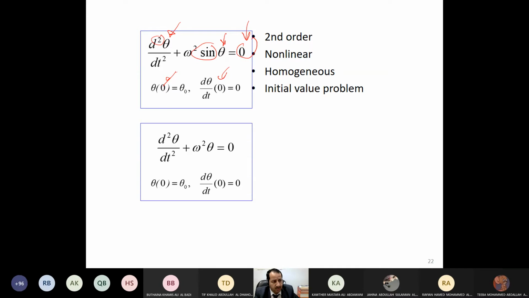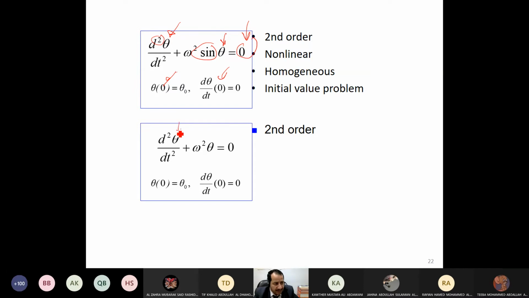Last one, I want you to tell me. Now this equation, the last one, you tell me. Is it first order or second order differential equation? Excellent, second order. Is it linear or non-linear? Why non-linear? Anybody? Okay, let me explain it.